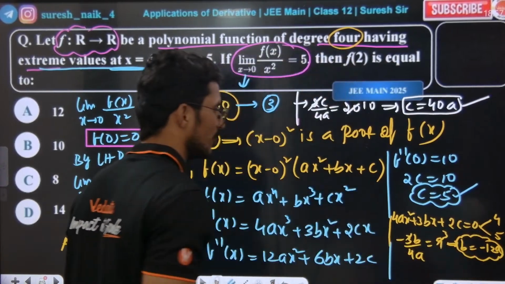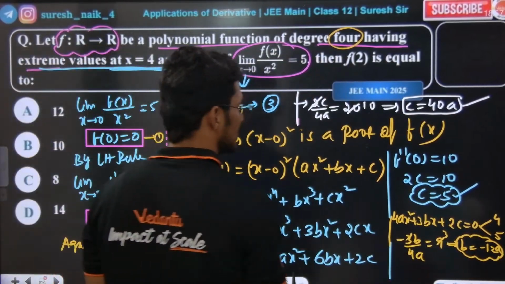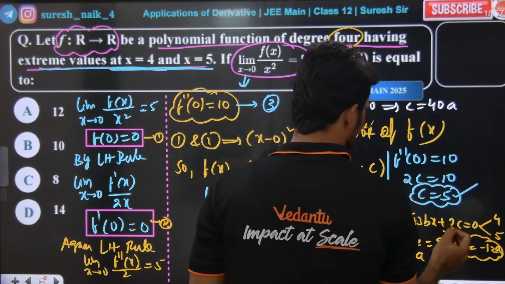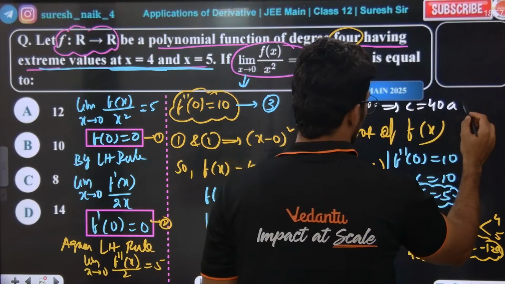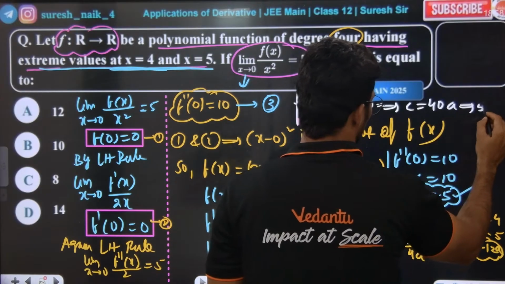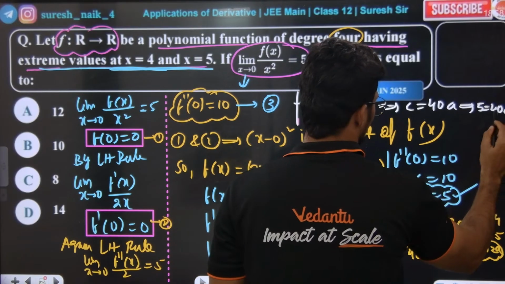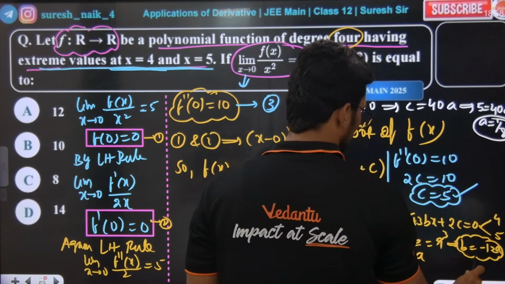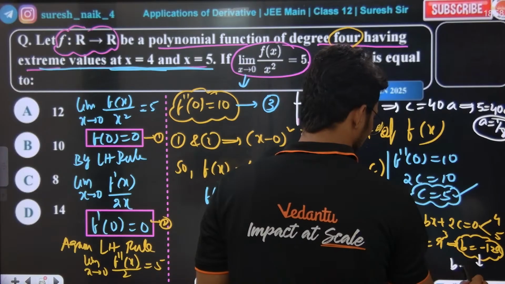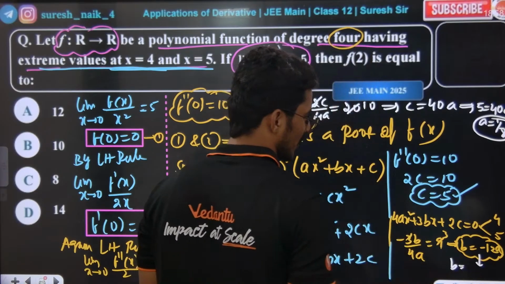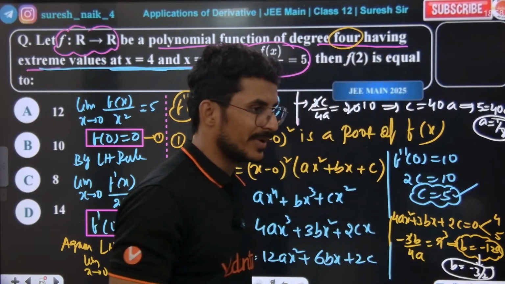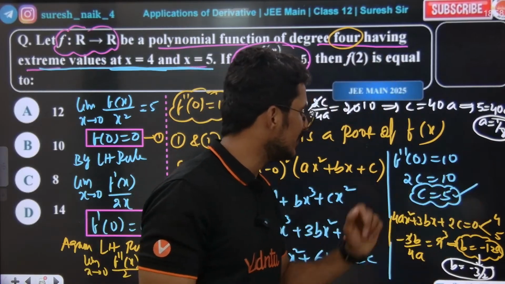எனக்கு C தெரியும், B தெரியும். C value என்னடா? C value என்ன? C value 5 போட்டா 5 equals 40 times of A. A is equal to 1 by 8. A value 1 by 8. அப்போ B value என்னடா? B value, 1 by 8 means minus 12 by 8. So minus 3 by 2. B value minus 3 by 2, A value 1 by 8, C value 5.